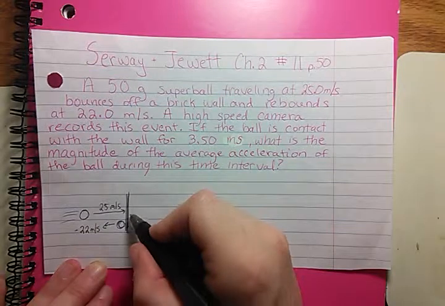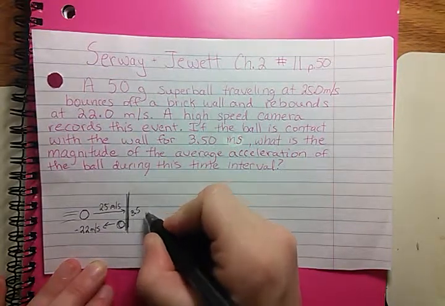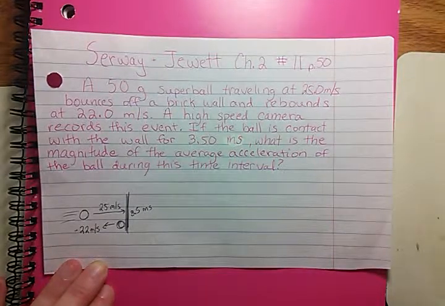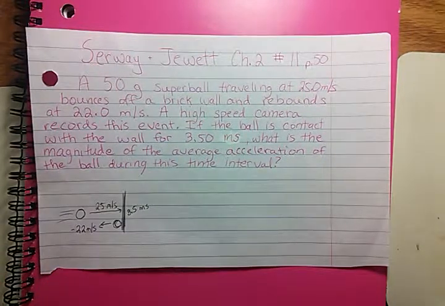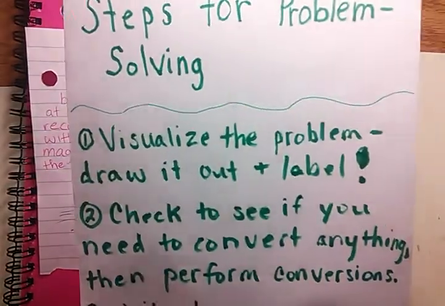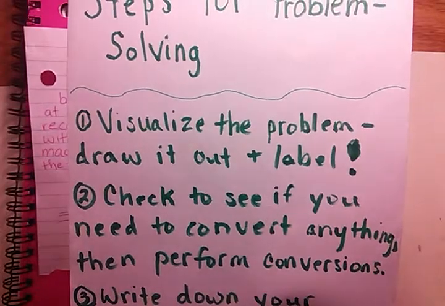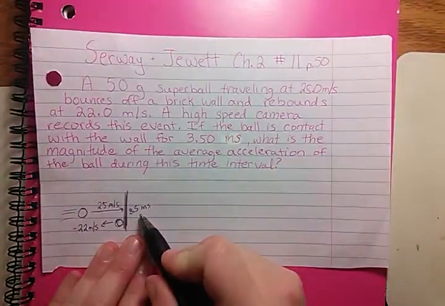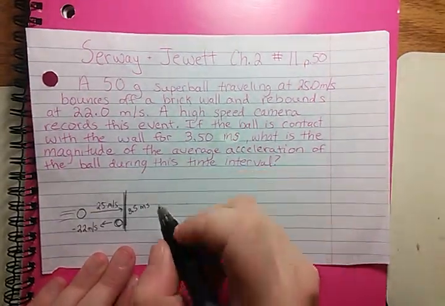And the reason it's negative is because it has changed directions. And then the ball hit the wall for 3.5 milliseconds. So, that was step 1, visualizing the problem. Next, we need to check to see if we need to convert anything and then perform conversions. And it looks like we need to convert this 3.5 milliseconds. So we just want to convert that into regular seconds.